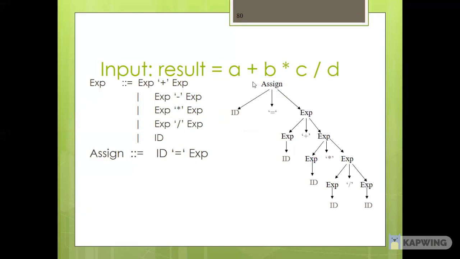Now consider this example. Input: result is equal to A plus B into C divided by D. So what is this? These are the expressions: plus, assignment, then expression minus, then expression multiplication, expression divide, and this is ID. So assignment: ID is equal to expression. Here we have generated the parse tree for assignment, addition, multiplication, and division. So these are your IDs.